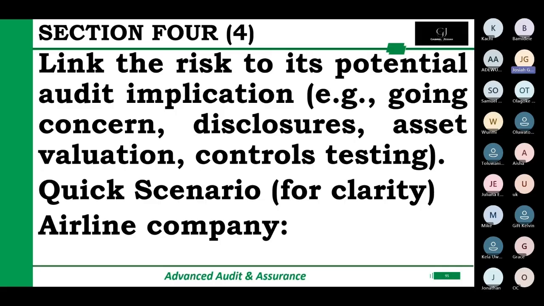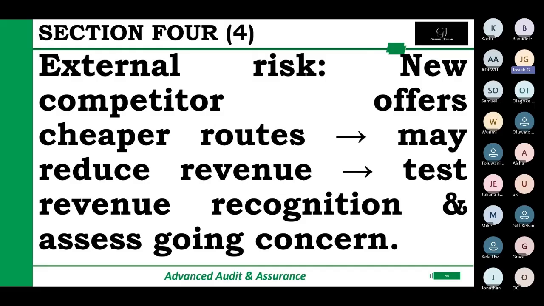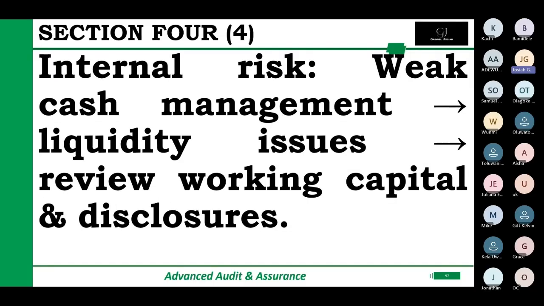So a quick scenario, for example, an airline. The external business risk could be new competition offering cheaper routes; new airlines coming may reduce revenue for another airline. So you need to test revenue recognition and assess going concern. These are external business risks for an airline, which you could handle.